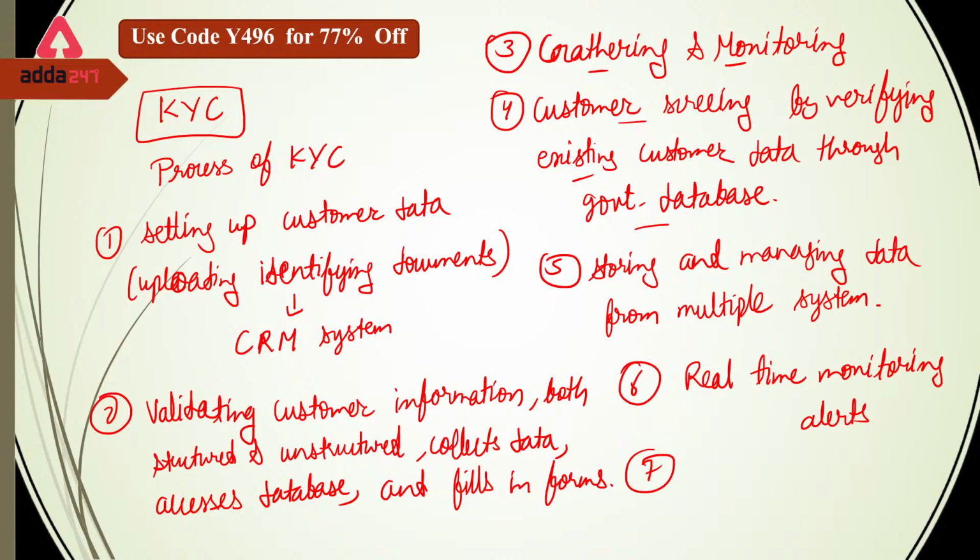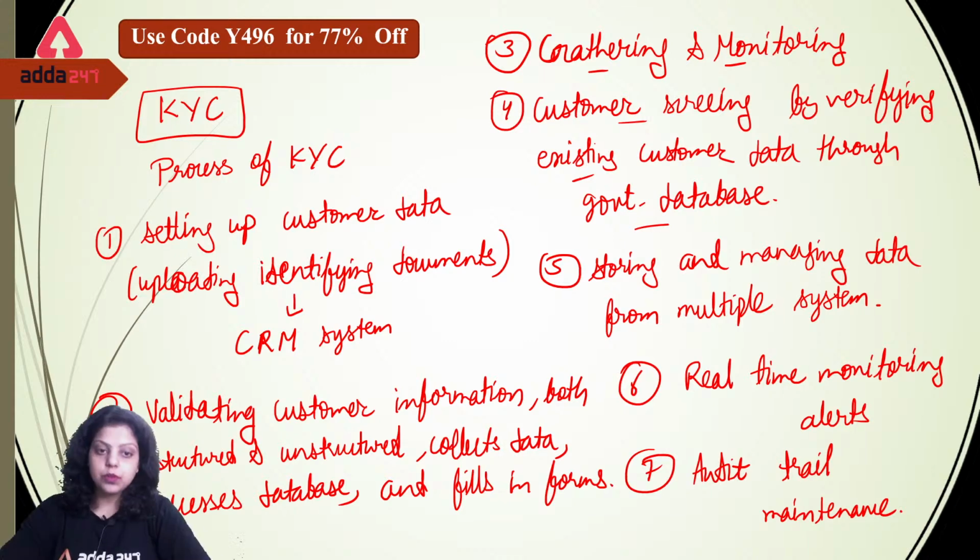Okay, and at the end, what you have to do, you have to do the audit trail maintenance. Okay, audit trail maintenance. So these are the certain activities which we have to perform at the time of fulfilling operating guidelines of the KYC. So the guidelines given by the Reserve Bank of India for KYC, we have to update according to this. We have to follow this particular process of the KYC. Okay, so this is the overall process of KYC which we have discussed.